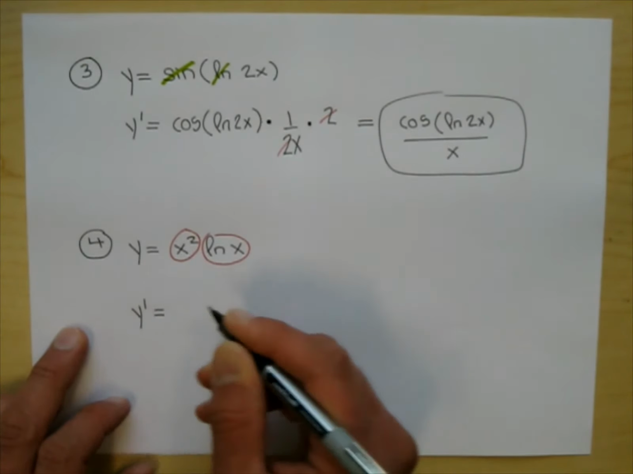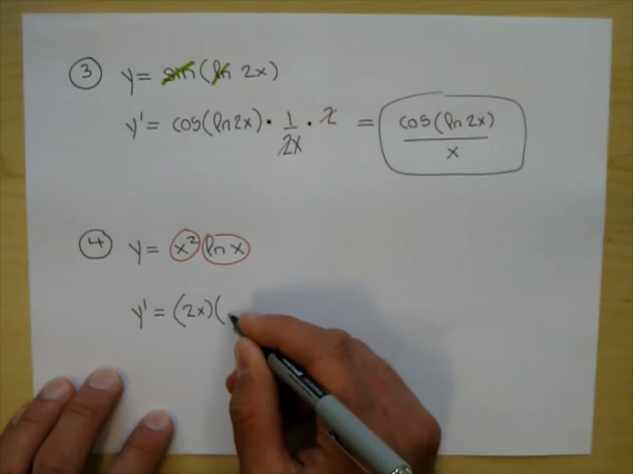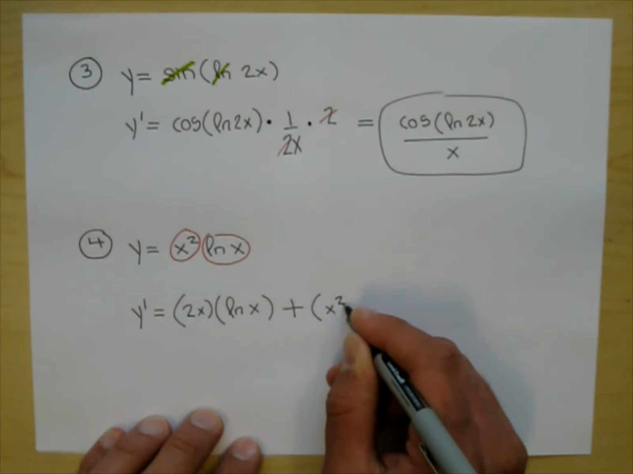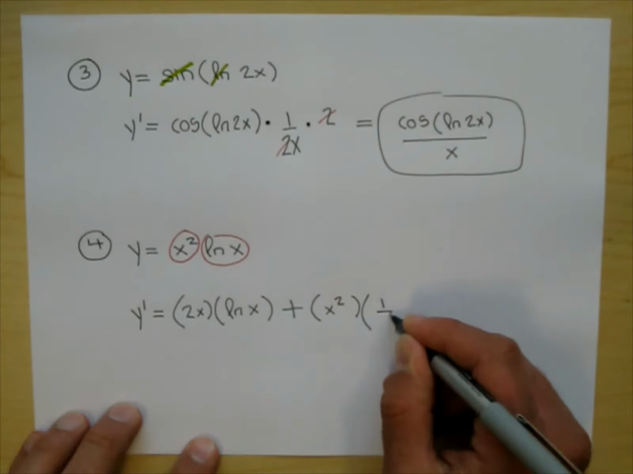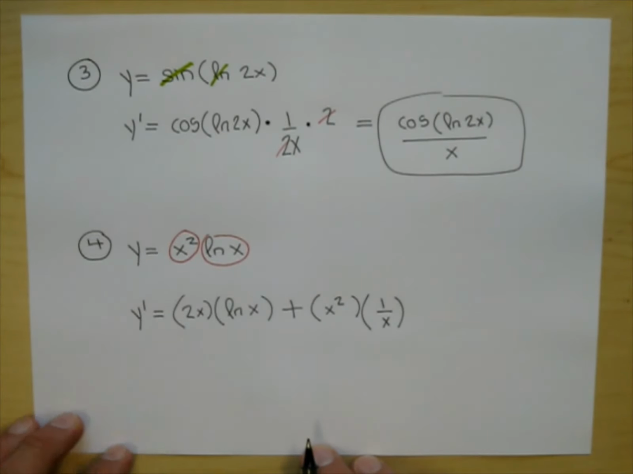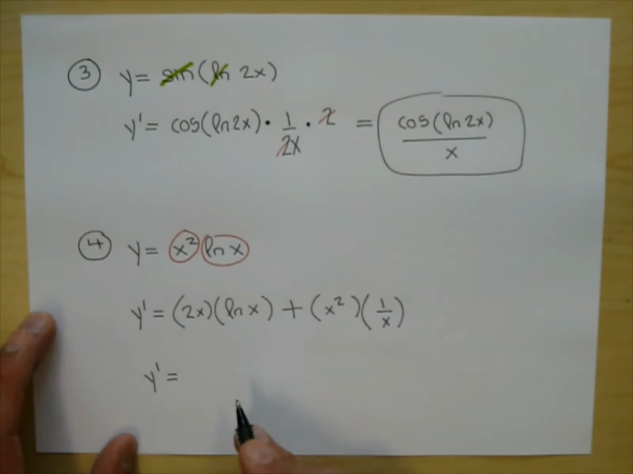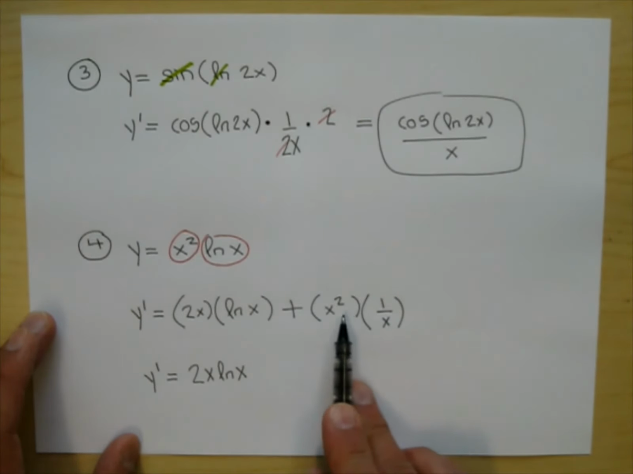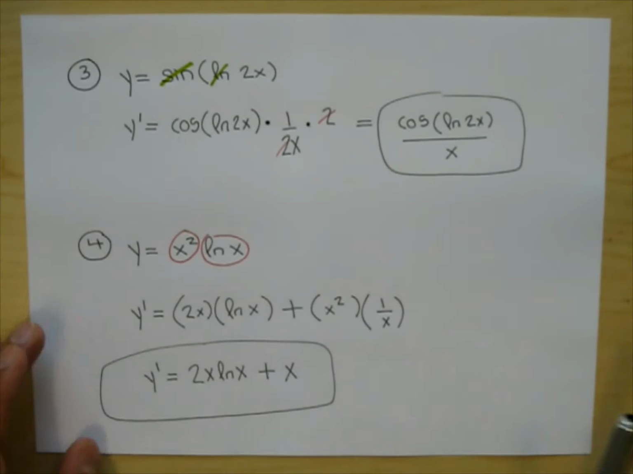So y prime equals the derivative of the first, 2x, times the second, ln x, plus the first, x squared, times the derivative of the second. And the derivative of ln x is 1 over x. So there was no chain rule in this problem. So y prime is 2x ln x, that's that first part, and then x squared times 1 over x. One of the x's cancels, and you'll have plus x. So there it is. That's the answer to problem number 4.